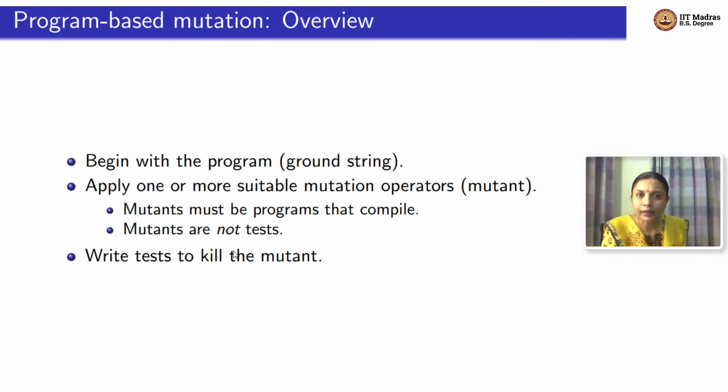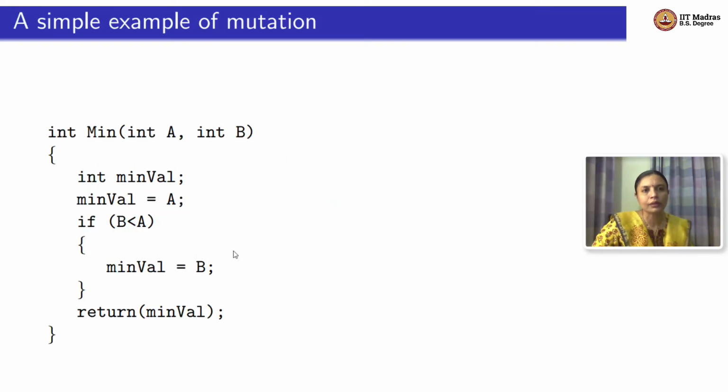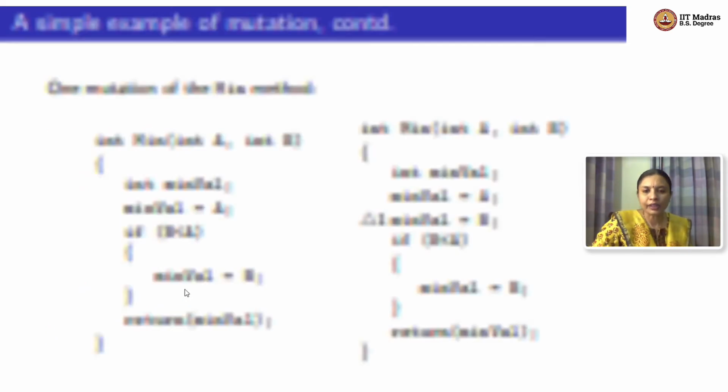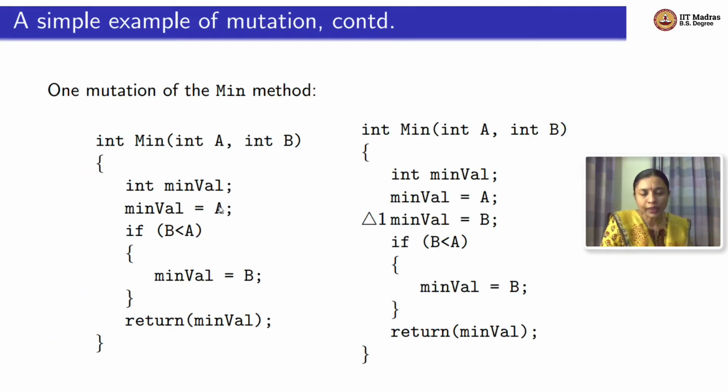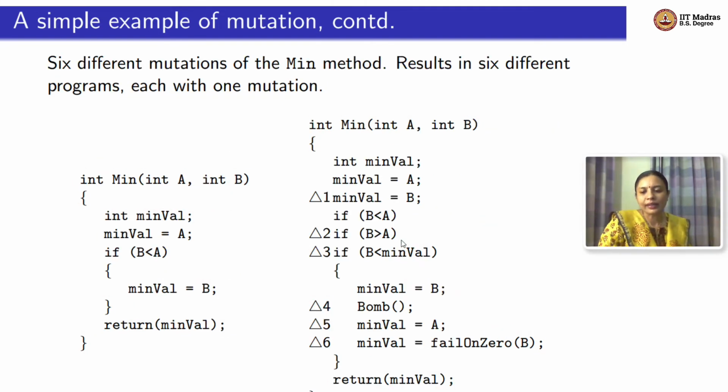Mutants must be syntactically correct, in the sense that the resulting program as a mutant must be a compilable program. Remember, a mutant is just a variant of the program under test. A mutant is not a test case. We will write test cases to kill the mutant. We saw this example. In this example, I've taken this statement, min_val equal to a, changed this a to b and got a mutant. And I can write a test case to kill it.